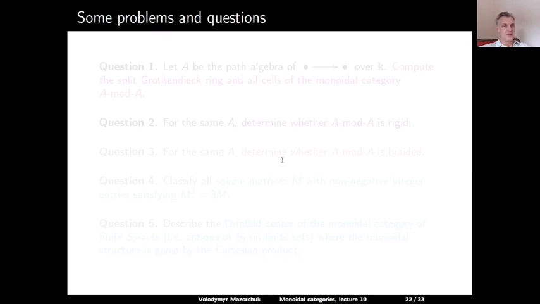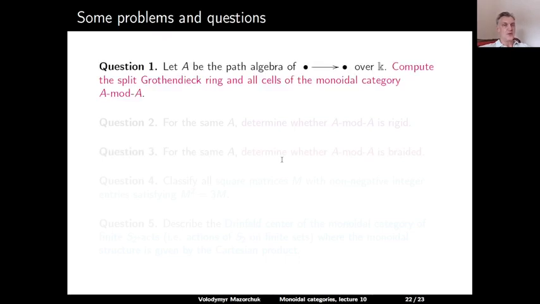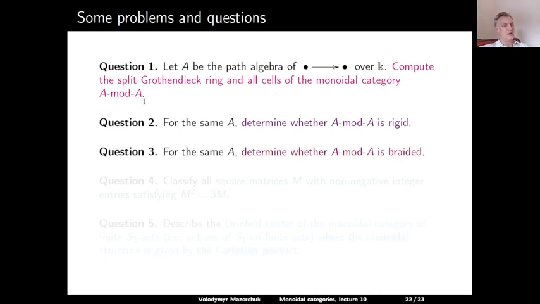Some additional problems and questions. Question 1. Let A be the path algebra of the quiver with two nodes and one arrow between them, over some field K. Compute the split Grothendieck ring and all cells of the monoidal category of A-A bimodules. Question 2. For the same A, determine whether the category of all A-A bimodules is rigid. Question 3. For the same A, determine whether the category of all A-A bimodules is braided.